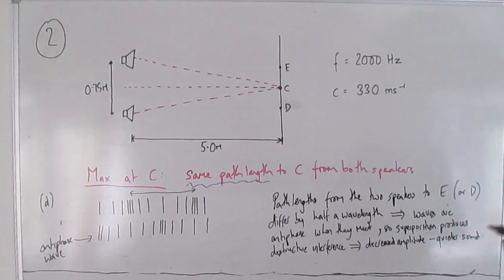Okay, so really all you have to do is remember that it's about the path length. If the path length differs by a whole wavelength or any whole number multiple of a whole wavelength, then you'll get constructive interference. But if it differs by a half wavelength, or 1.5 or 2.5 or 3.5, then you get destructive interference.